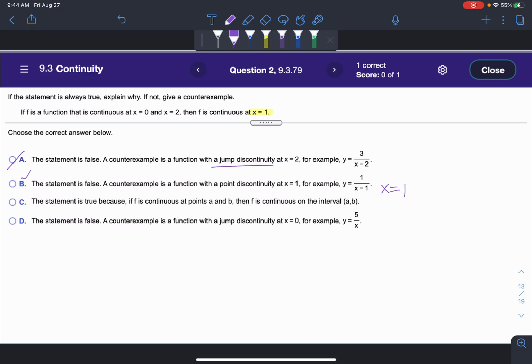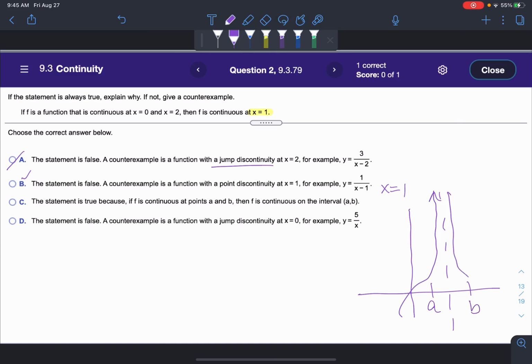C, the statement is true because if f is continuous at points A and B, then f is continuous on the interval of A to B. Not true, right? I feel like we've seen a few examples where, let's say we have A to B, where it could be continuous at A and B, but somewhere in the middle, you can have an open circle, a filled-in point somewhere else. I mean, a ton of different options, right? You could have an asymptote where it goes like this, where you technically are continuous at A and B, but somewhere in between, it's not. So C is also not good.